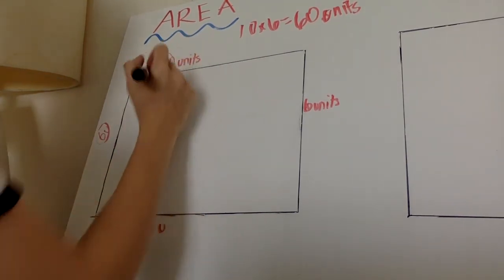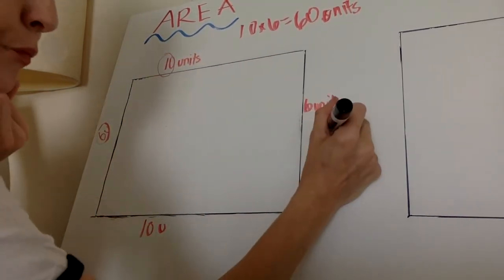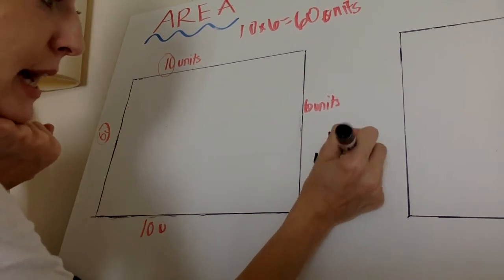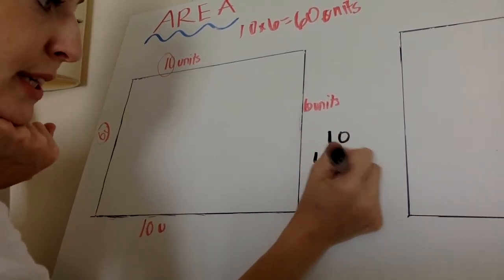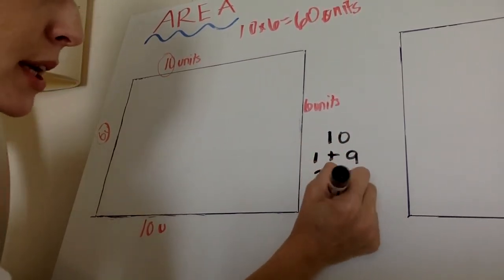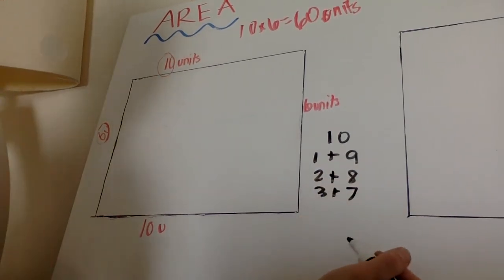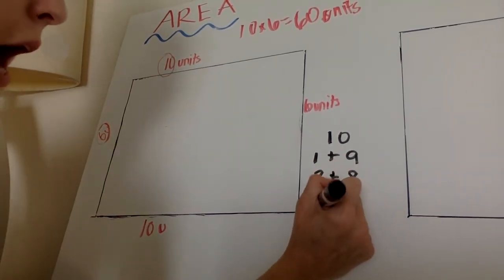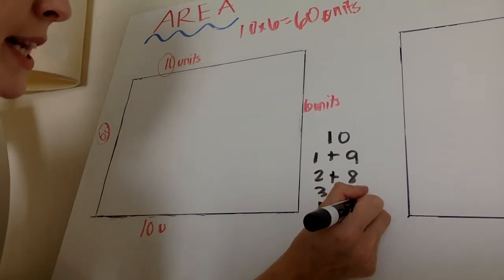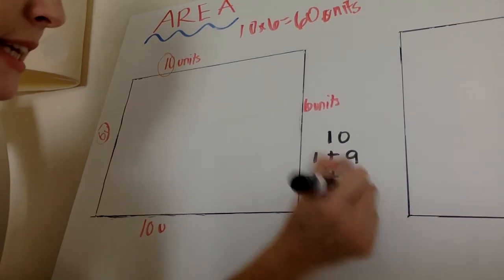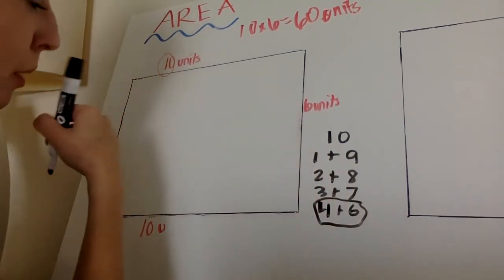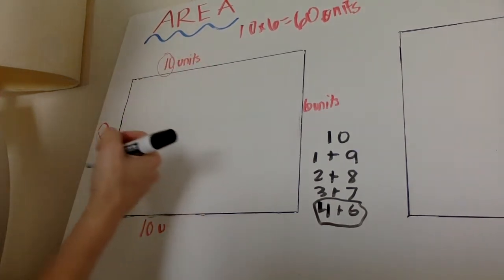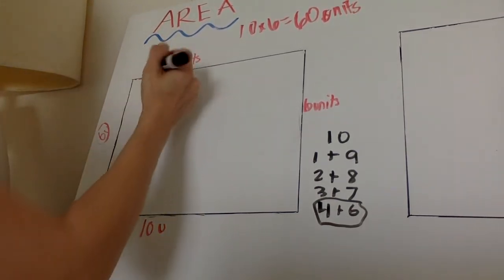So let's make a list of how we can make 10. We can do 1 plus 9. We can do 2 plus 8. 3 plus 7, the list goes on and on. I'm going to choose 4 plus 6 because they're nice and even numbers. I don't know about you, but I like even numbers. They don't scare me as much.